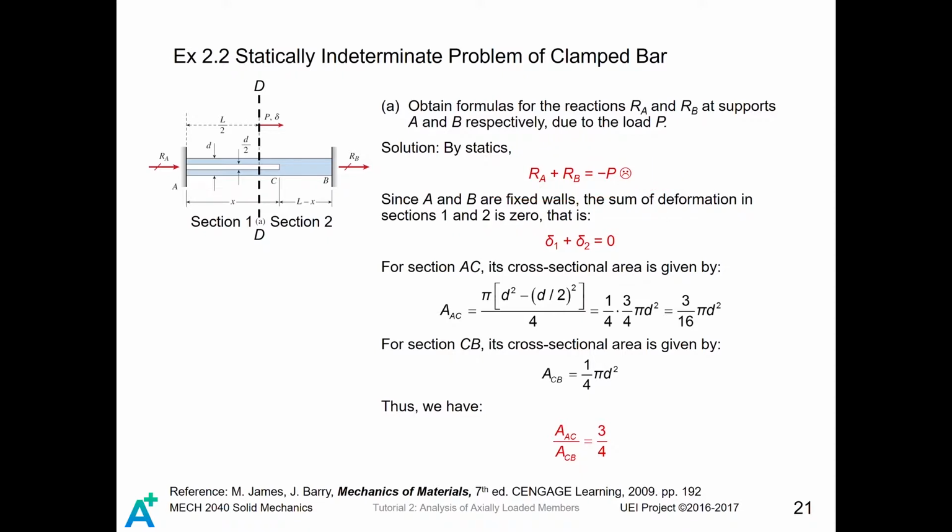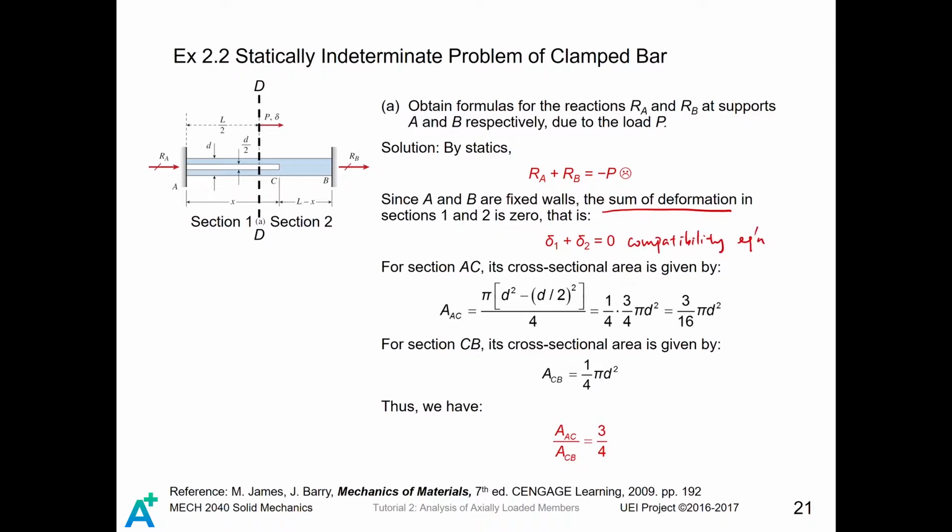Since A and B are fixed walls, the sum of deformation in sections 1 and 2 is 0. I have already divided this whole bar into two sections in the middle. The sum of deformation is 0 because for this fixed end, when you have a P acting on section AD, that means section AD must be elongated, and consequently, in order to remain the compatibility, the section 2 must be shortened. Therefore, we can write this formula. This is the so-called compatibility equation.